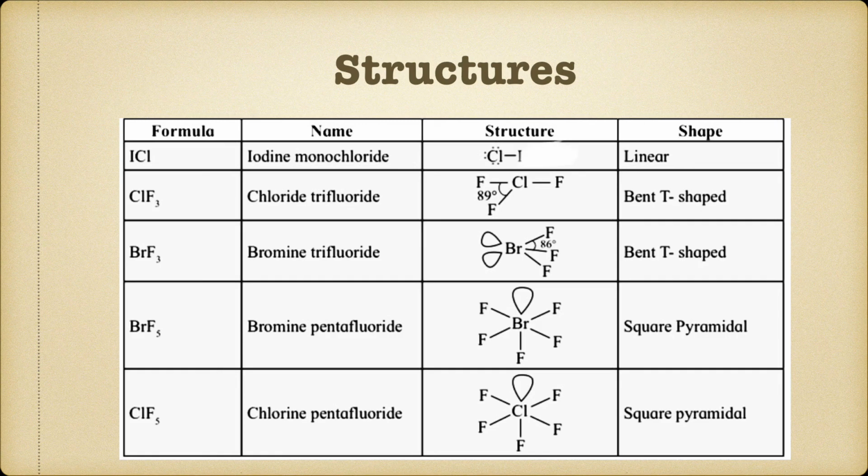Okay, next one, BrF5, that is bromine pentafluoride. Over here the shape is square pyramidal, and bromine is bonded with 5 fluorine and there is one lone pair. Last one, ClF5, it is chlorine pentafluoride, the shape is square pyramidal. Chlorine is bonded with 5 fluorine atoms and there is one lone pair in chlorine.